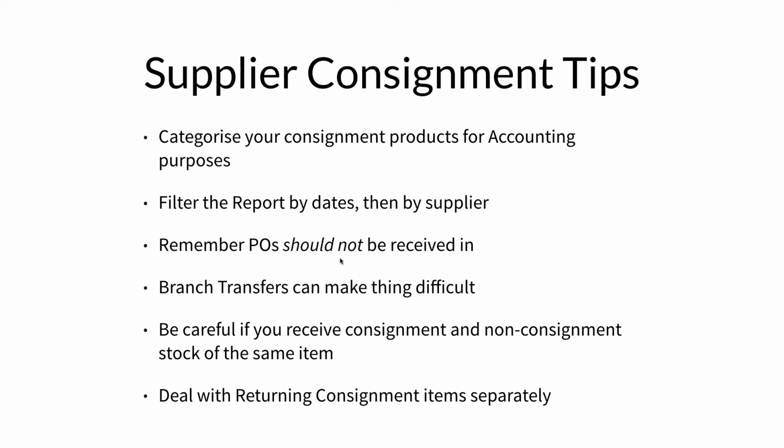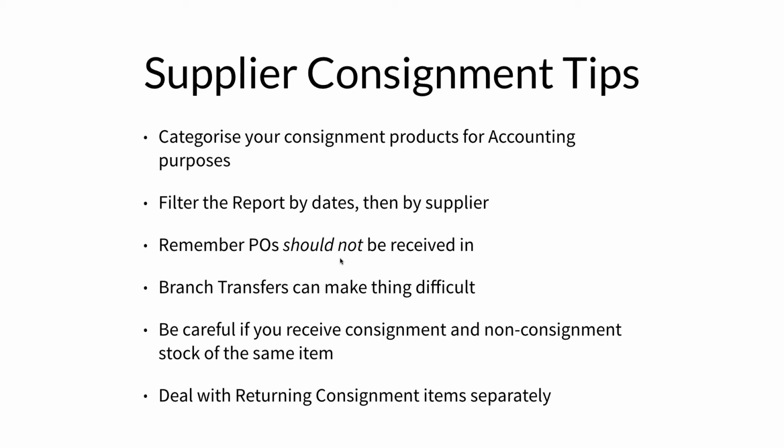So remember to filter the report that you use at the end for your supplier consignments by date and then supplier, and that makes sure that you are not double counting anything, and you have to be quite methodical about the way that you do that. And then you're going to filter by supplier to make sure that you're only creating purchase orders for one supplier at a time. So remember that purchase orders should not be received in, so that's really important. We're not going to be bringing stock into the system when we're purchasing back that consignment stock.